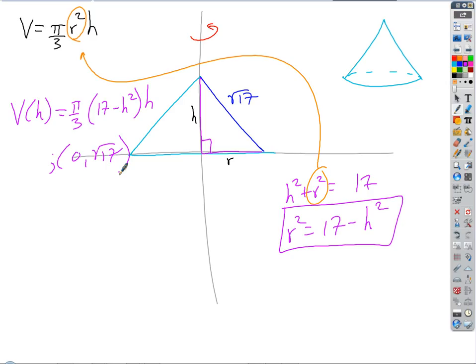And so then when I differentiate, would I just leave it like that? No, that would be product rule, right? We don't want to do product rule. Distribute the h, pi thirds you just leave out front anyway, and then you're differentiating a really simple polynomial. Remember when we differentiate, if we've got a constant out in front of the function, we just leave the constant out there.